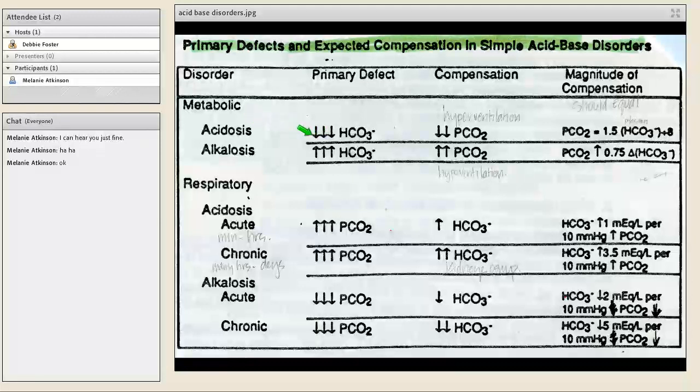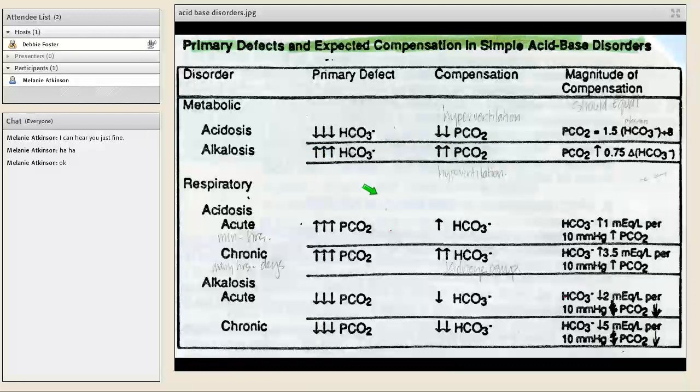You're going to see a large decrease in bicarbonate ion. Because of that, you're going to try to blow off CO2. So in hyperventilation, we blow off a lot of CO2. We're trying to decrease the partial pressure of CO2 so that the free hydrogen ion can combine with the bicarbonate and ultimately become stable.